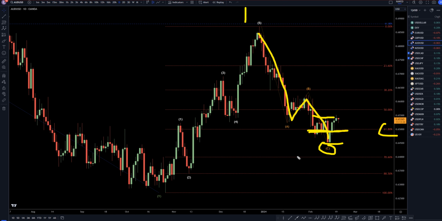This move up, I think, is a 1. This right here is a 2. And if this really is the end of a crescent, then over the coming weeks, this is going to continue to make higher highs, higher lows for a wave 3.